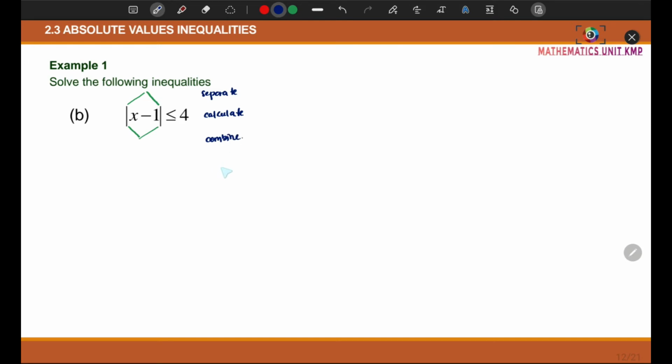Okay, first separate. We have x minus 1 less than or equal to 4. So the symbol here is less than or equal to, so we will use the word and, or intersection. And another one is x minus 1, so remember, reverse and put the negative. Okay, solve separately. So x less than or equal to 5, and x greater than or equal to negative 3. So we already separated and calculated, and we need to combine our answer.